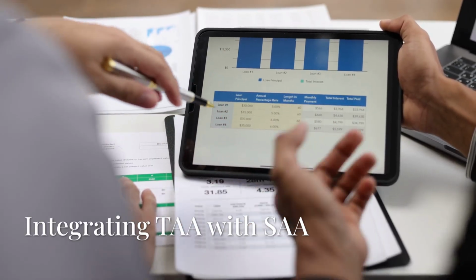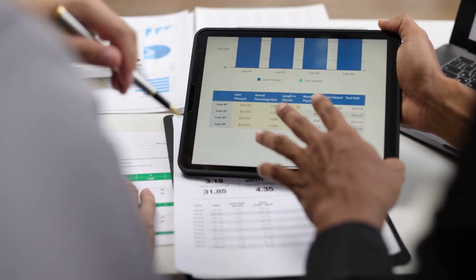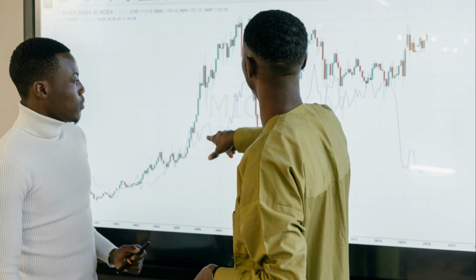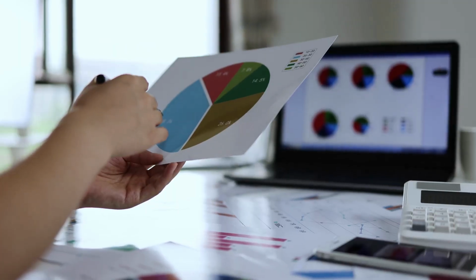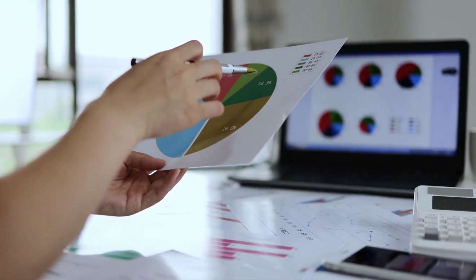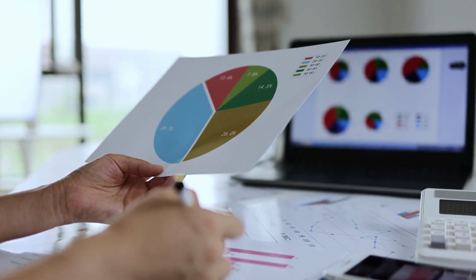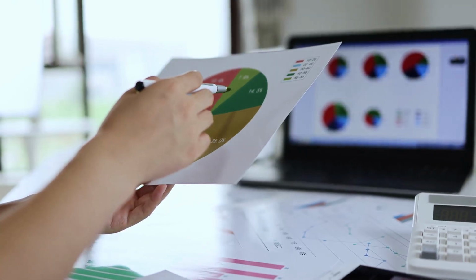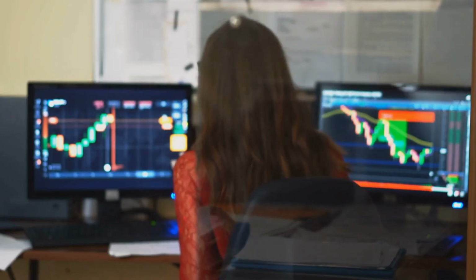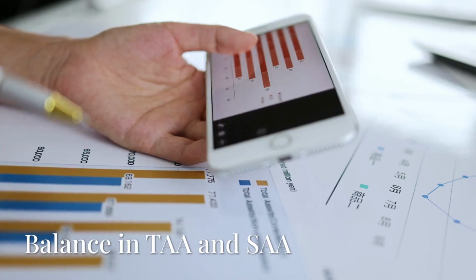So, how do you integrate tactical asset allocation with strategic asset allocation? Well, the long-term focus is important. Strategic asset allocation establishes the foundational portfolio allocation based on your long-term objectives and risk tolerance. Then, tactical asset allocation overlays on top of that, making short-term adjustments to leverage current market opportunities.